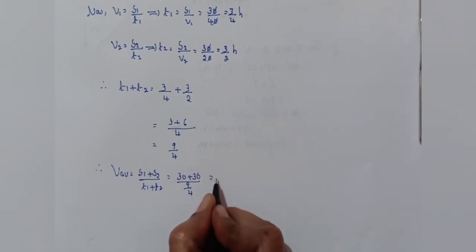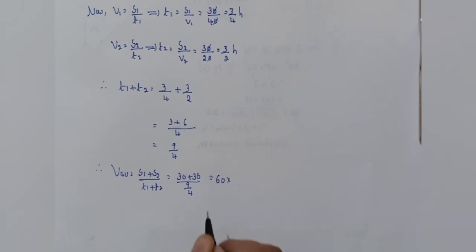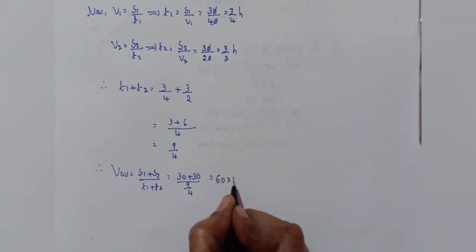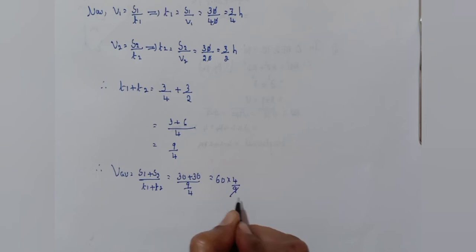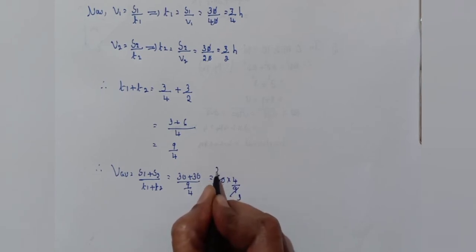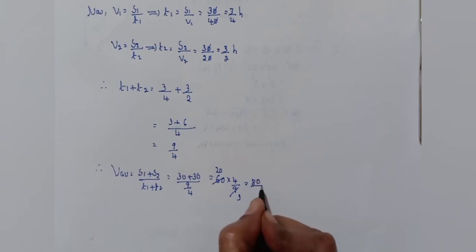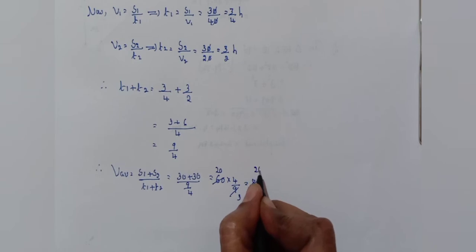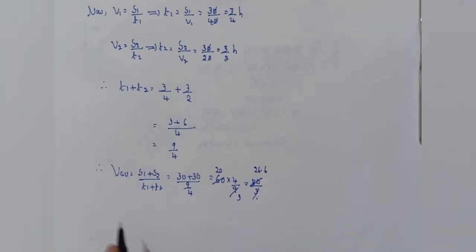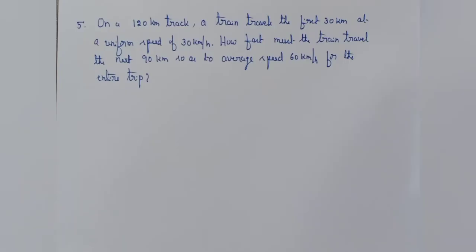So 60 into, take the reciprocal of 9 by 4, that is 4 by 9. 3 3s are 9, 3 20s are 60. So 20 into 4, 80 by 3. Divide 80 by 3, it gives 26.6. So the average speed is 26.6 kilometer per hour. Next problem.